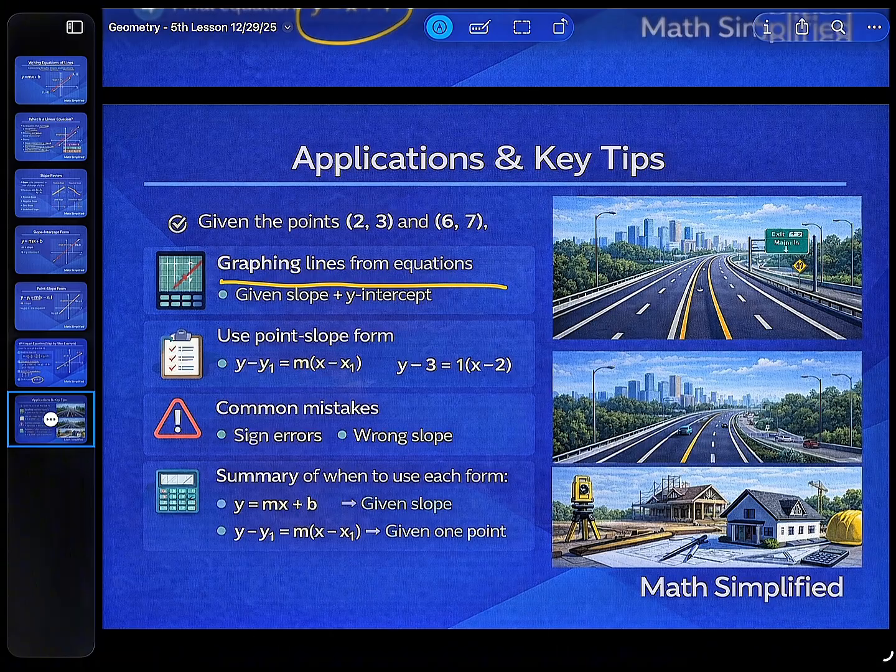It's used to graph lines from equations and find patterns. There's a bunch of common mistakes you can make with this, such as sign errors and wrong slope. And a summary of when to use each form: y equals mx plus b is when the slope is given, and when we don't have the slope, we use the other formula when we only get 1 point given to us, okay?